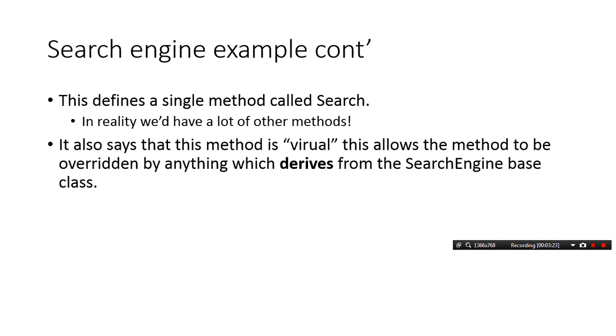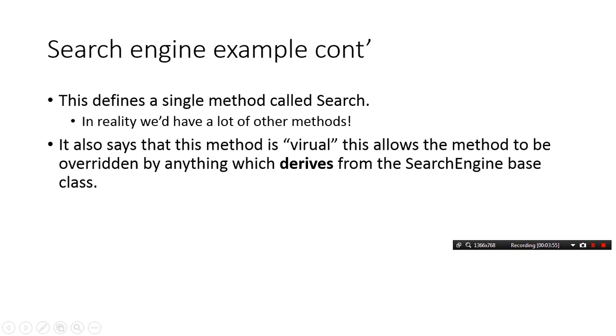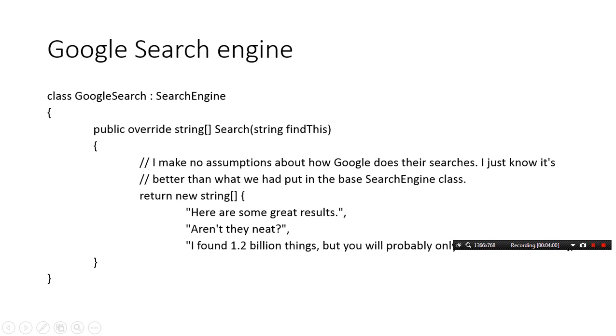So this would actually define a method that is virtual, and that would allow the method to be overridden by anything which derives from the SearchEngine base class. And by derives from, I mean makes an instance of the search engine base class. So here's how you do that in code. You say class GoogleSearchEngine, and then you say override string[] Search, and then the actual parameter. Note that the parameter matches here. String findThis matches with this one, string findThis, and the rest of the signature matches as well.